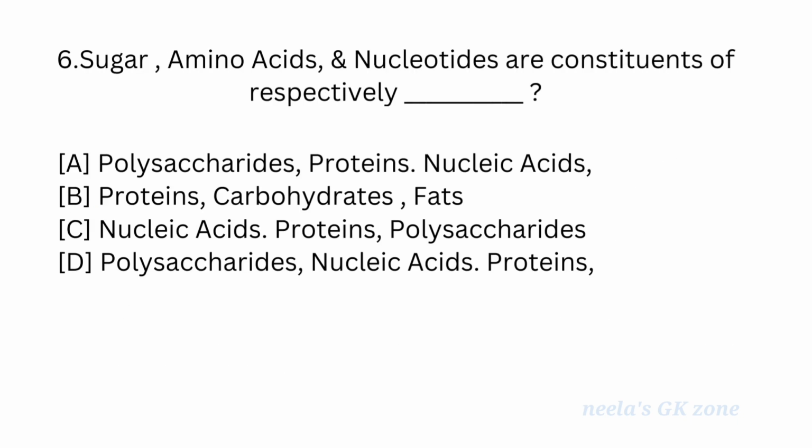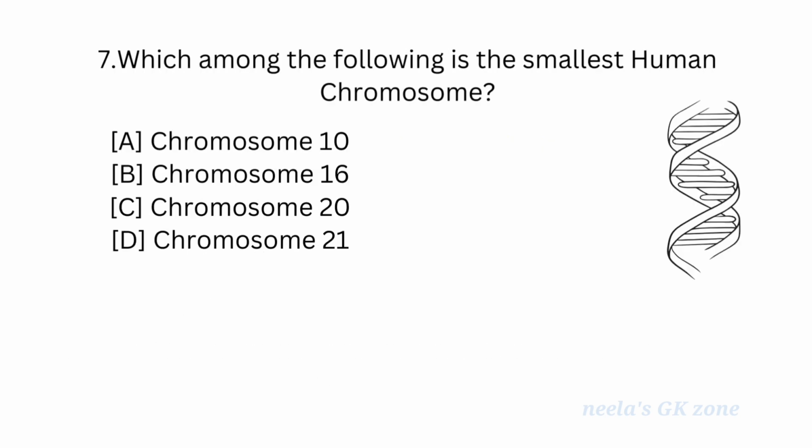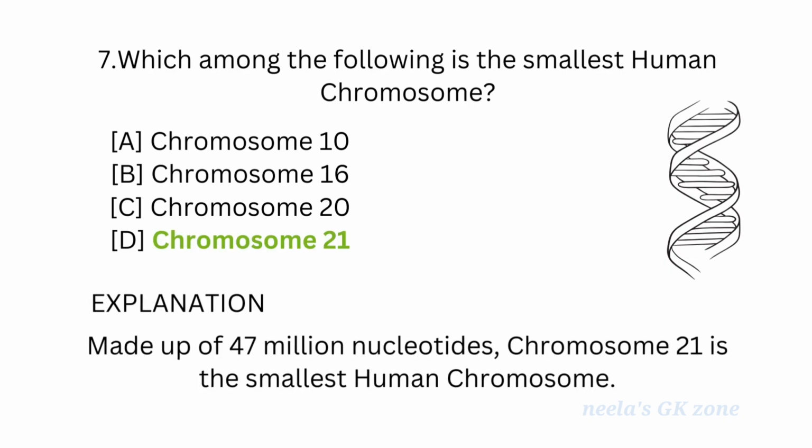Sugar, amino acids, nucleotides are constituents of, respectively. And the answer is polysaccharides, proteins, nucleic acids. Explanation: nucleotides are organic molecules which are the building blocks of nucleic acids. Which among the following is the smallest human chromosome? And the answer is chromosome 21. Made up of 47 million nucleotides, chromosome 21 is the smallest human chromosome.